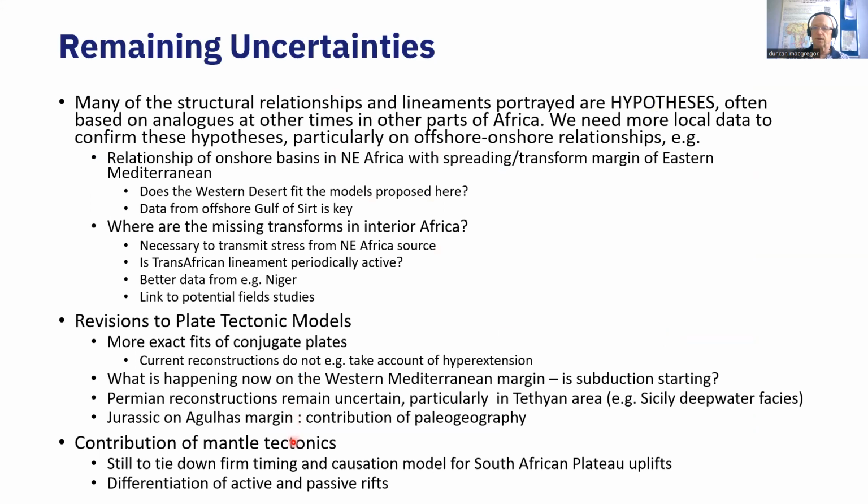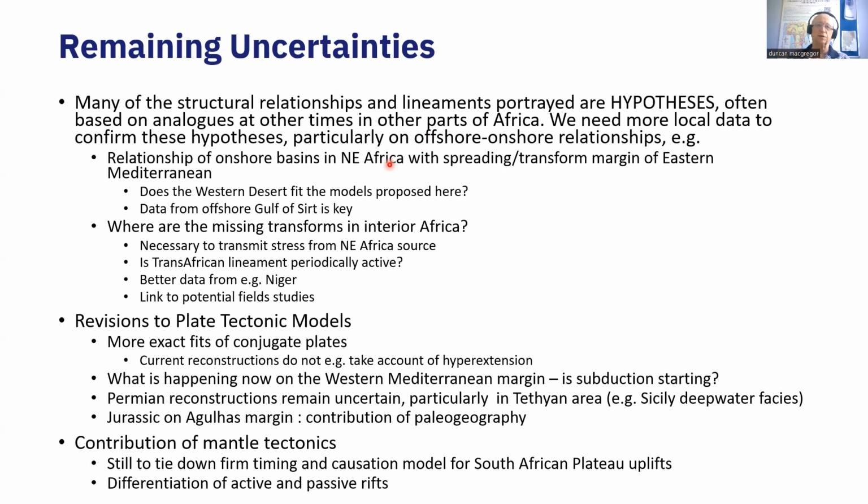This one here, the contribution of mantle tectonics, we still need a lot more data on. We have some very good profiles of the mantle through East and South Africa, but not over other parts of Africa. But the main uncertainty really is that a lot of what I proposed are hypotheses based on regional data, based on analogs to other parts of Africa at different times. That's particularly true in Northeast Africa, the Western Desert, and the model, how it relates to the Eastern Mediterranean. The relationship offshore and onshore is something we still need to do a lot more work on.